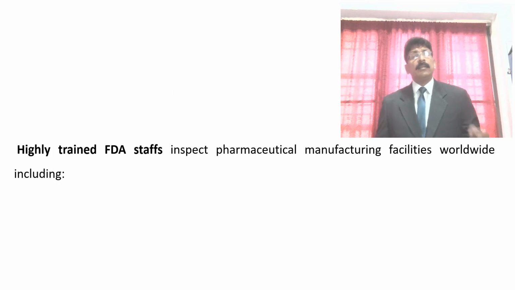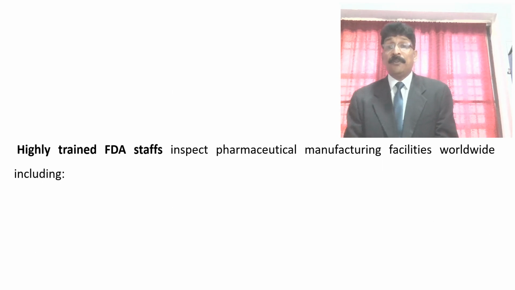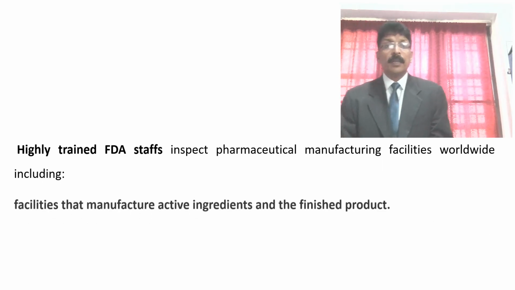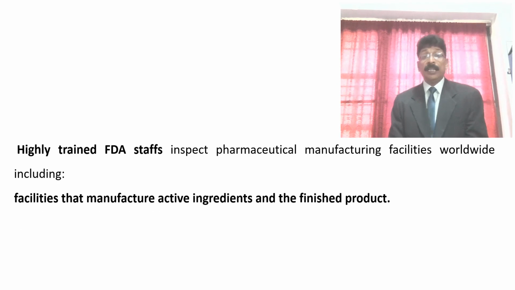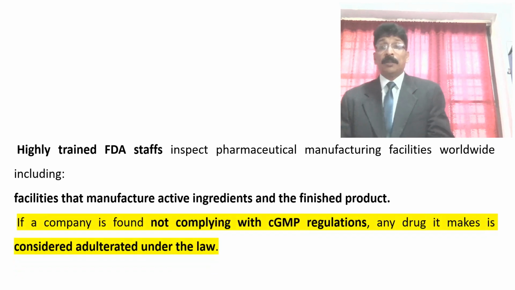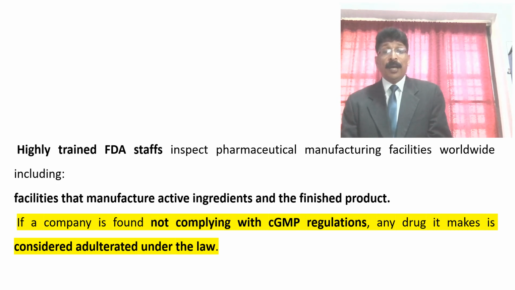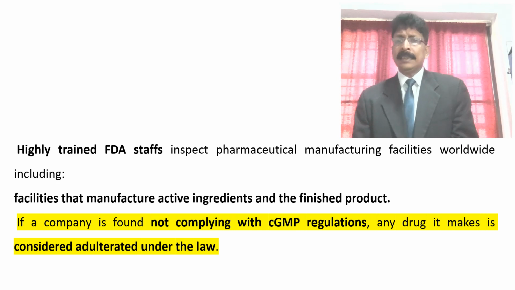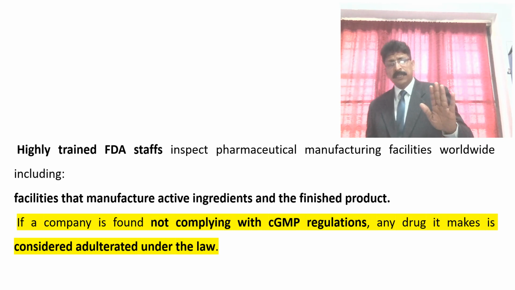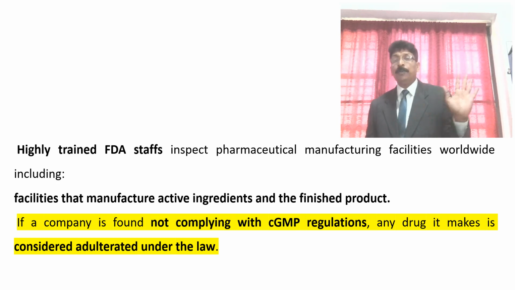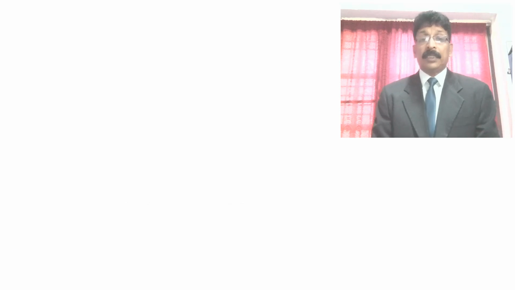Highly trained FDA staff inspect the pharmaceutical manufacturing facilities worldwide, including facilities that manufacture active ingredients and their finished products. Suppose they don't comply, that is why I have highlighted this in the display. If a company is not complying with the good manufacturing process regulation which is given by FDA and insisted by WHO, any drug manufactured by them, any drug made in that concern, will be considered adulterated under the law. It cannot be sold to the consumer. It cannot be brought to the market.